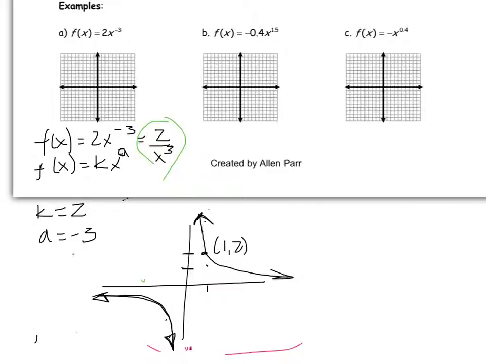That's okay. I'm going to write up here, I have a little bit more room. In letter B, my example B, my k value is negative 0.4. Because my k value is negative, half of my power function is going to be in quadrant 4, I apologize, not quadrant 3. Negative 0.4.